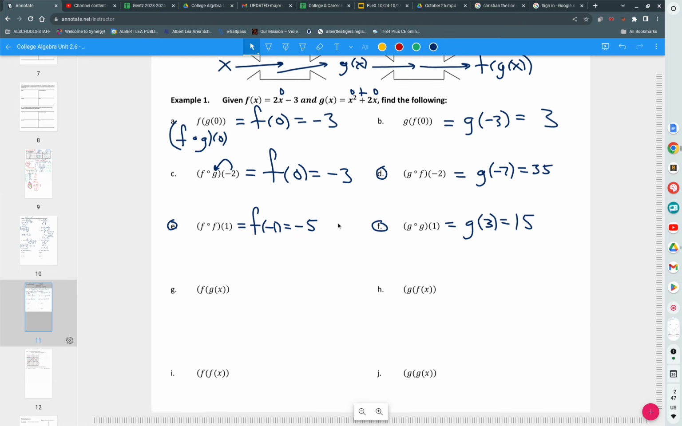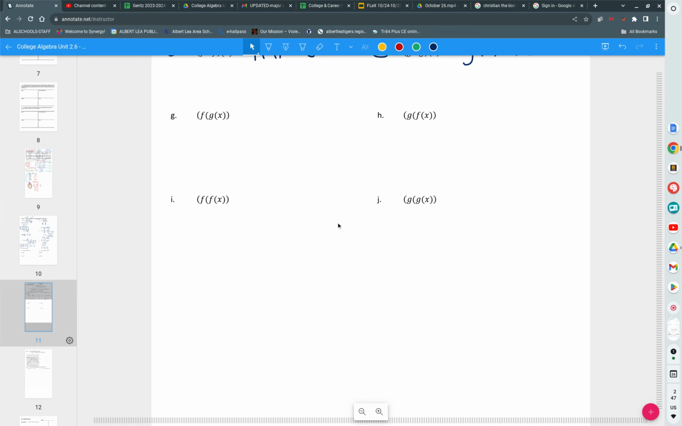Okay, so we're going to skip problems H and I. I want to look at G and J. What is different about letter G and J? Instead of a number, I have just x, right? That's all I've got.